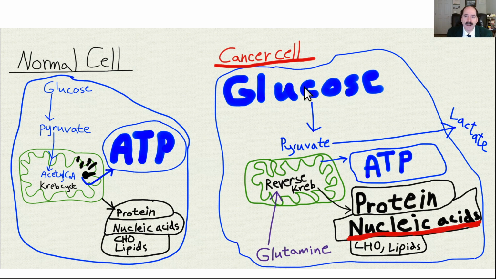It's going to suck in 100 times as much glucose as other cells, and it's going to suck in tons of glutamine, this amino acid, and then it's going to make all these nucleic acids. They're made from beginning building blocks with glucose and with amino acids. They need the nitrogens for the nitrogen bases in the nucleic acids. Okay.